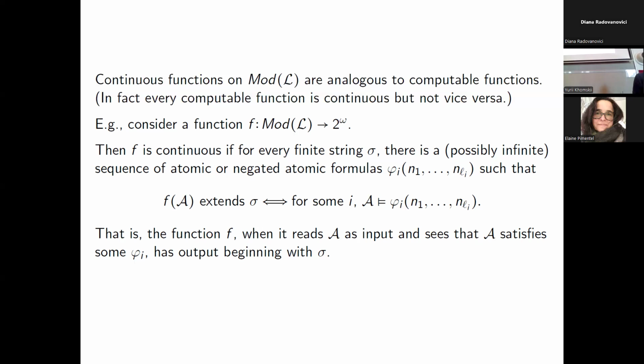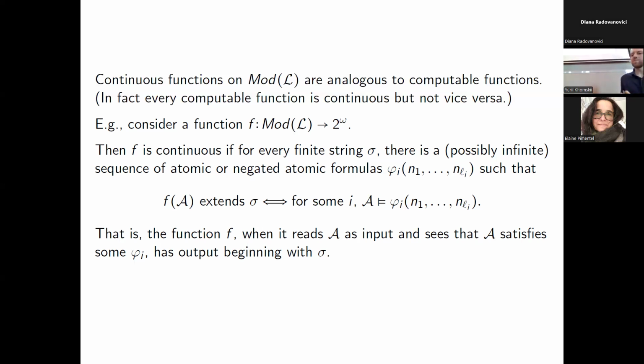So you can think of this as a computation. You're saying, what am I going to output? Well, I'm going to look at these atomic facts, and I'm going to check if any of them is true in A. And as soon as I see that one of these atomic facts is true in A, then I'm going to output some output beginning with sigma. So really it's saying you're looking at the structure, you're seeing what's going on in the structure, and there are certain things that you see about the structure that tell you what you're going to output.